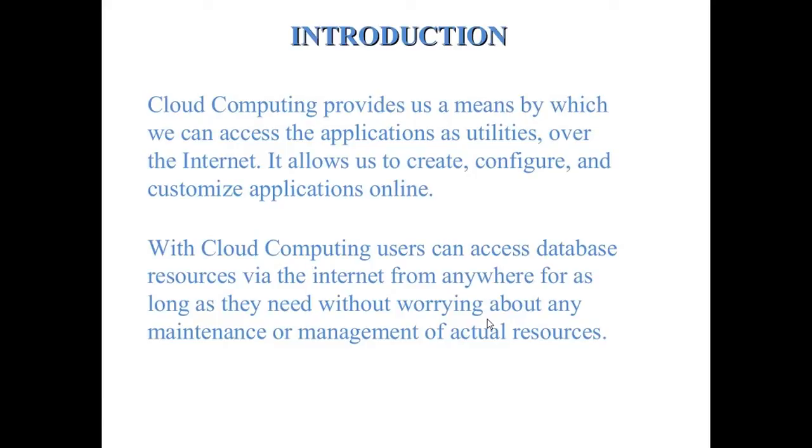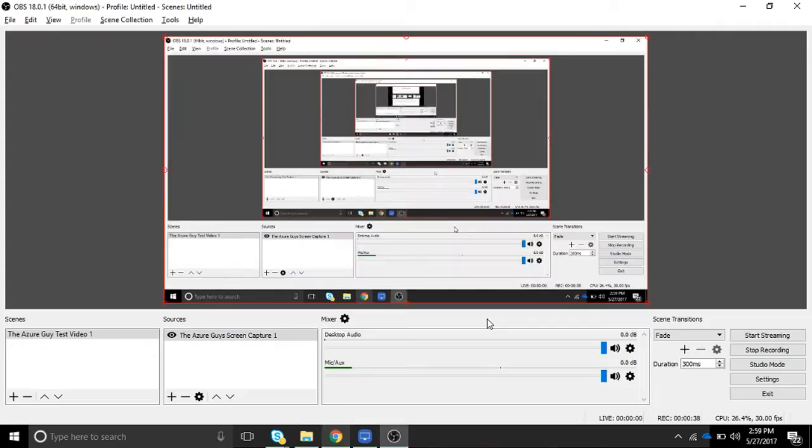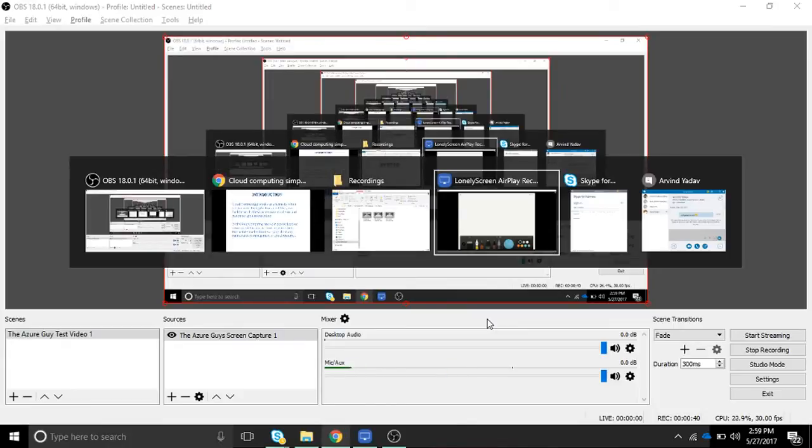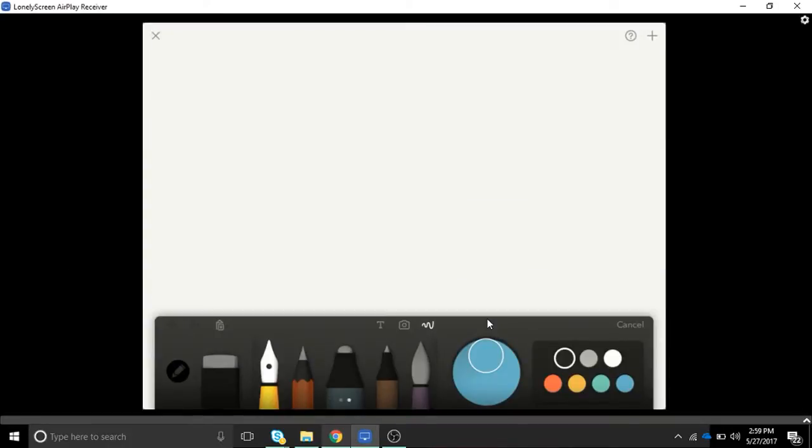With cloud computing, users can access databases and resources via the internet from anywhere for as long as they need, without worrying about any maintenance or management of the actual resources. It's a kind of computing power which has been given to us, and you can utilize it to manage your software by installing it on top of these resources. So what exactly is cloud computing?